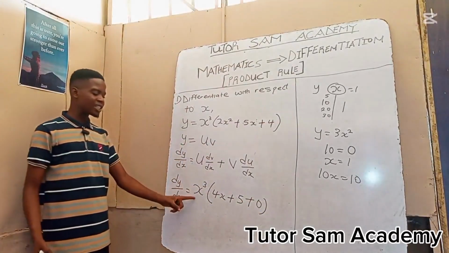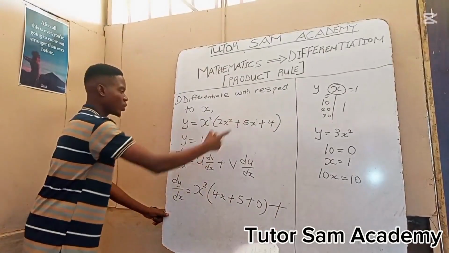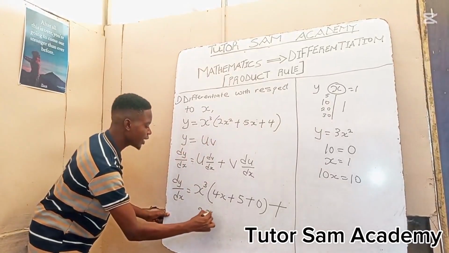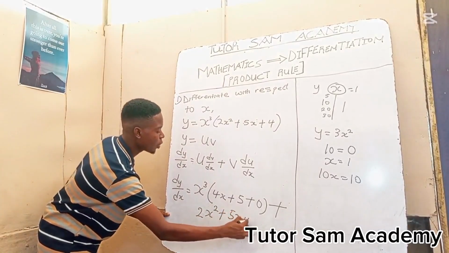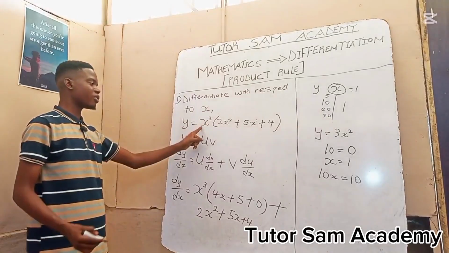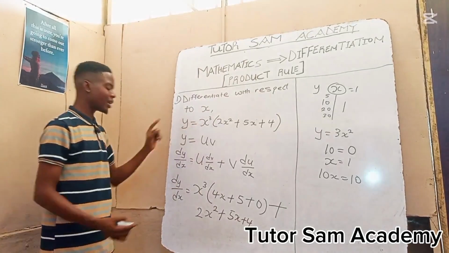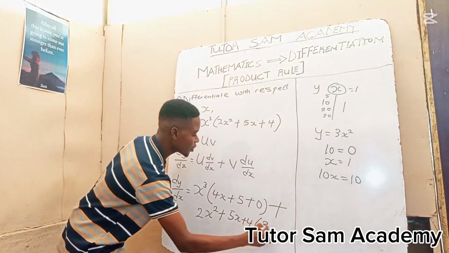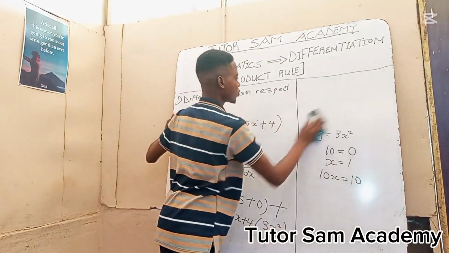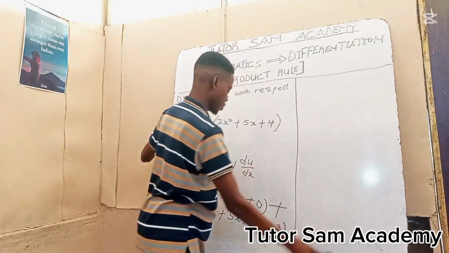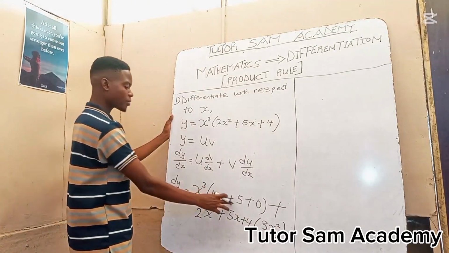So I have written the first, I have differentiated the second. Then plus what? Write the second. The second is what? 2x squared plus 5x plus 4. Now I've written the second. What did I do to the first? I will differentiate it. If you differentiate x cubed, you bring the power down, it will give you what? 3x squared. So let's expand now. This is x cubed into 4x plus 5.